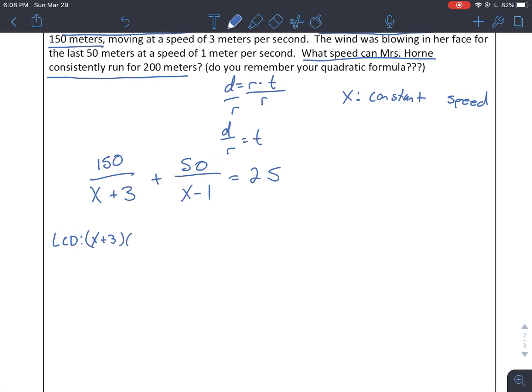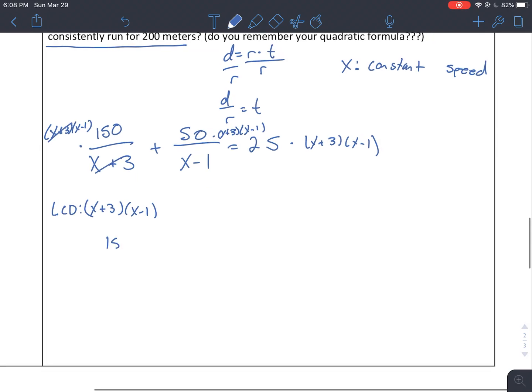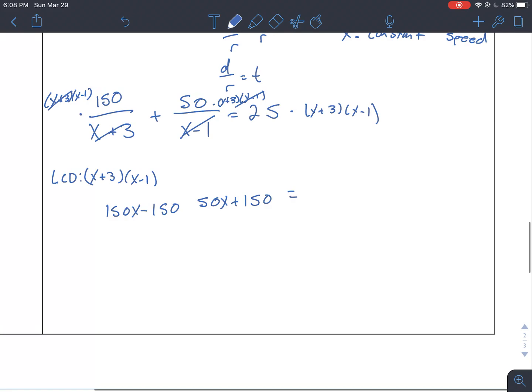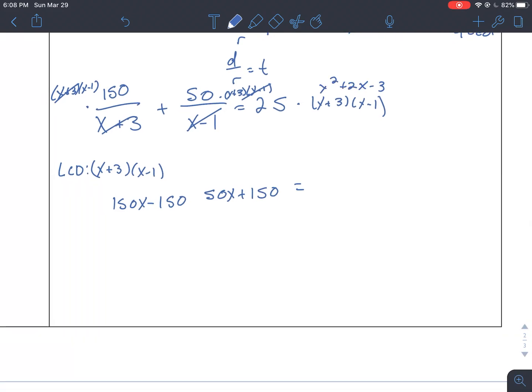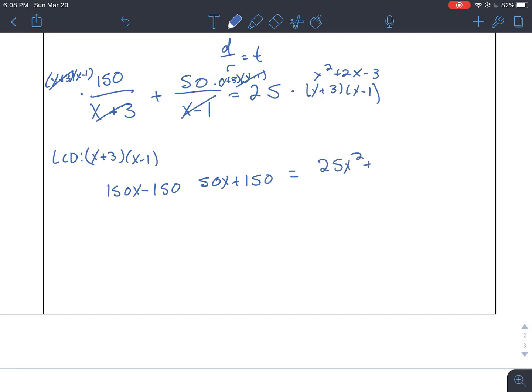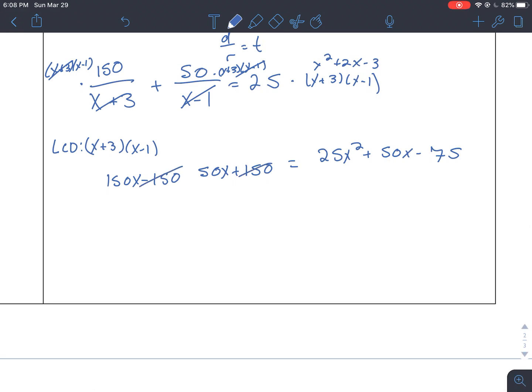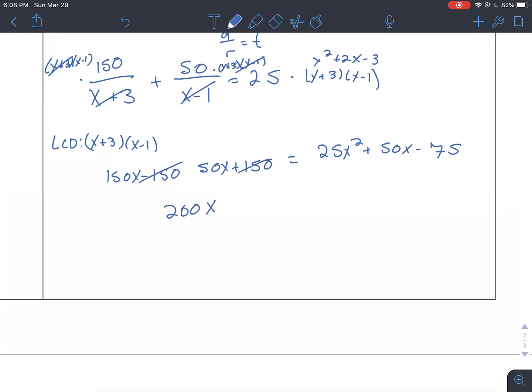Now we have our LCD, x plus 3 times x minus 1. And then we multiply all of these things by x plus 3, x minus 1. Cancel what cancels, so that's going to be 150x minus 150. This is going to be 50x plus 150 equals x squared plus 2x minus 3. So that's going to be 25x squared plus 50x minus 75. 150 and 150 cancel, so that's 200x.